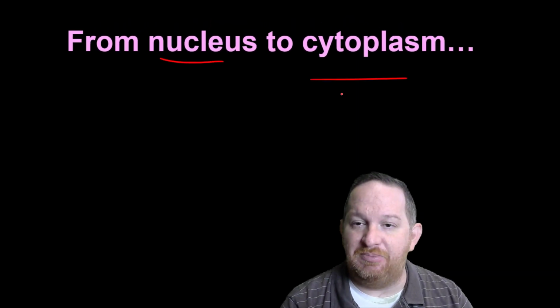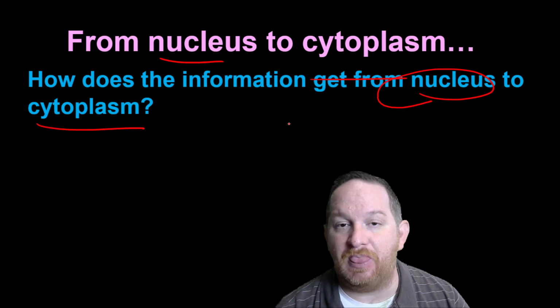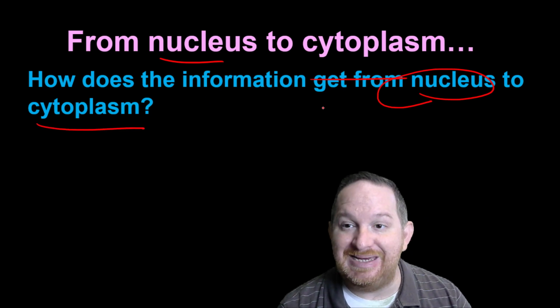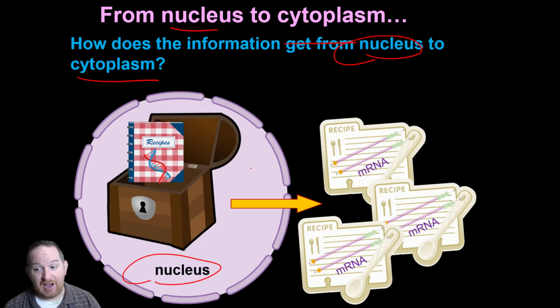Now let's think about this for a minute. From nucleus to cytoplasm, how does the information get from the nucleus to the cytoplasm? Because if you think about it, your DNA is locked up tight in the nucleus. So here's the nucleus, and your DNA is locked up tight in there. Now, the example I like to use is a recipe book. My mother has this recipe book of generations of family recipes, and this recipe book does not leave the house, right? If you want to take a picture of a recipe, if you want to write down a recipe, that's one thing, but the recipe book itself does not leave the house.